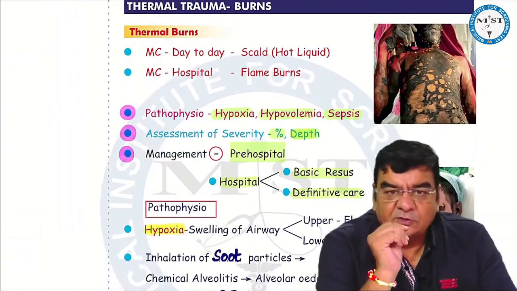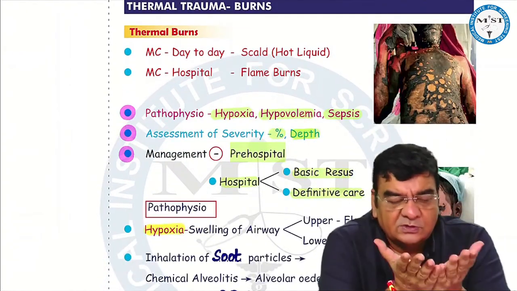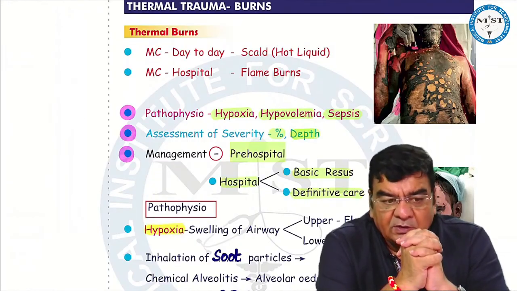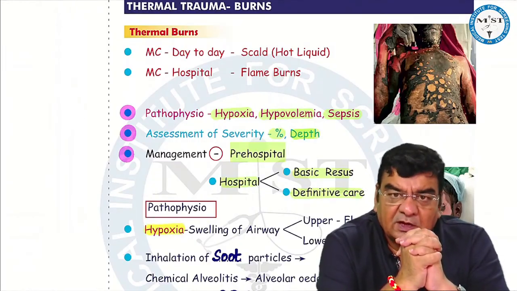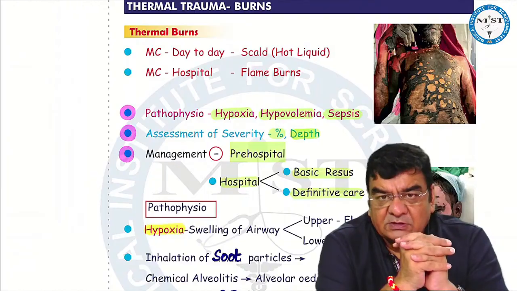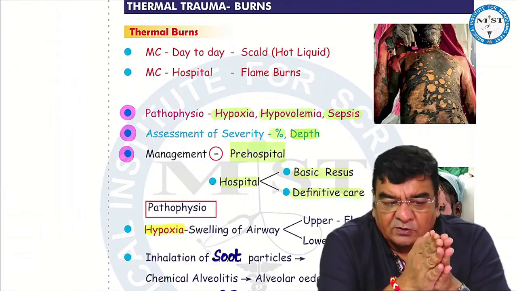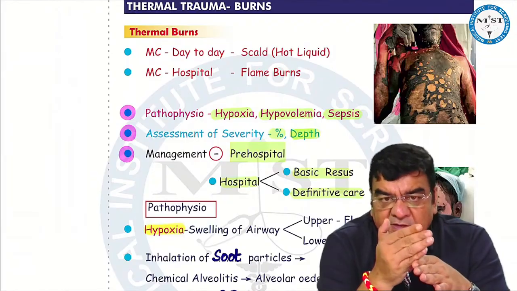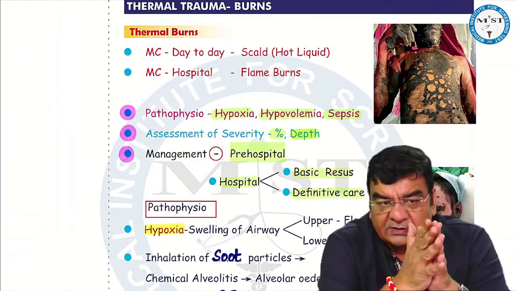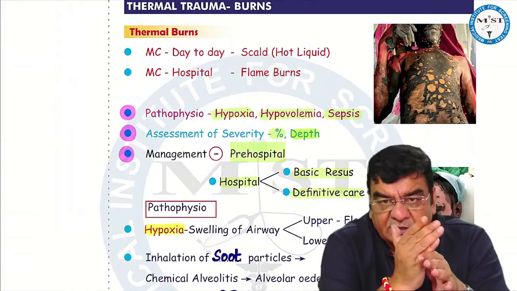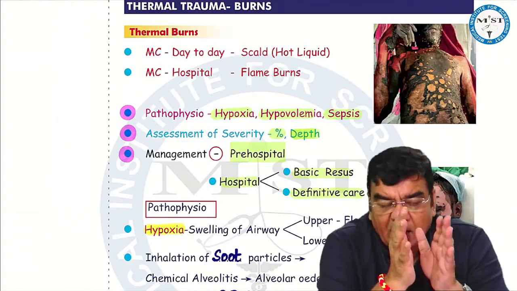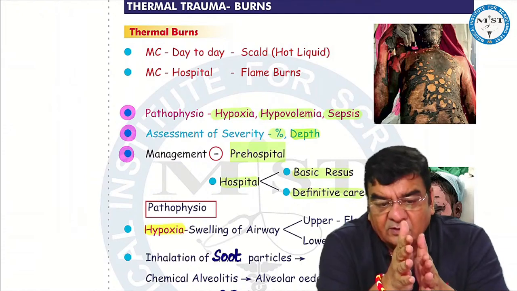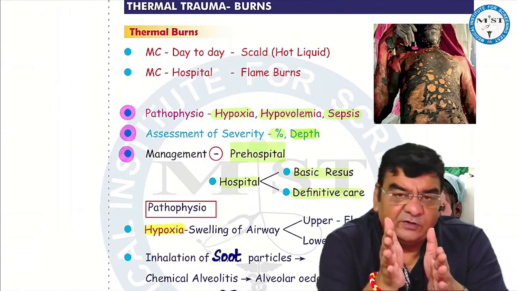If we look at thermal trauma burns, the most common burns we see in day-to-day life are the scalds caused by hot liquids. The most common burns in hospitals are the thermal burns or the flame burns. The pathophysiological changes happening in a burn patient are related to hypoxia, hypovolemia, and sepsis. We can assess the damage severity by percentage of burns and depth of burns. And in the management, pre-hospital management, then in the hospital, first basic resuscitation and then the definitive care of the burns.